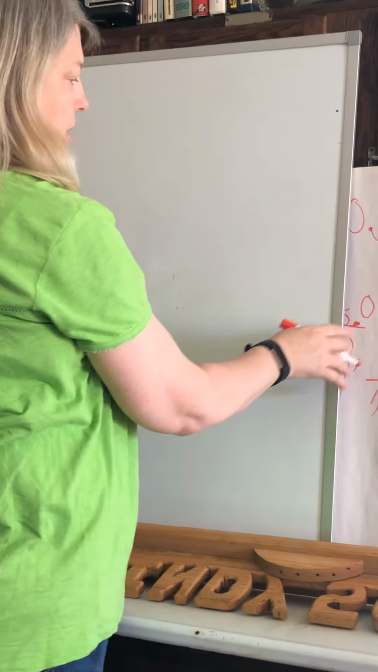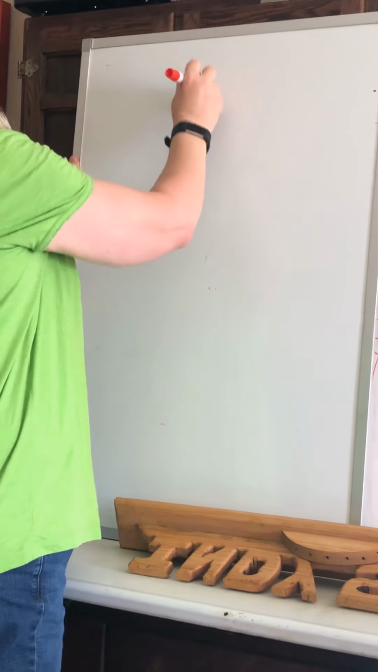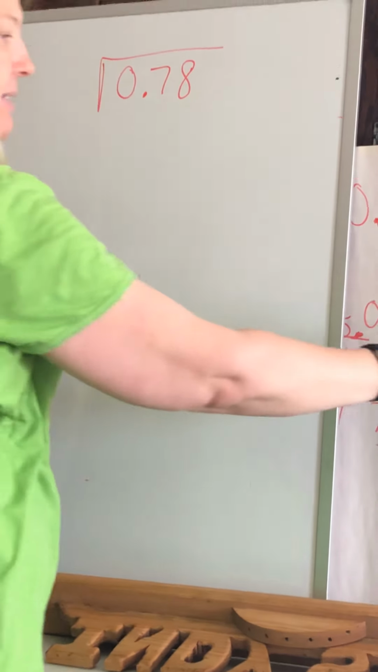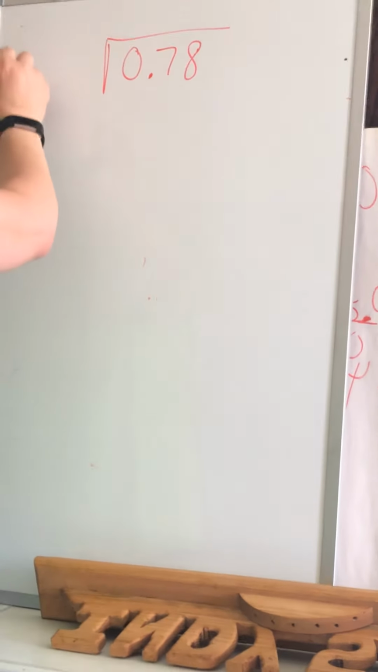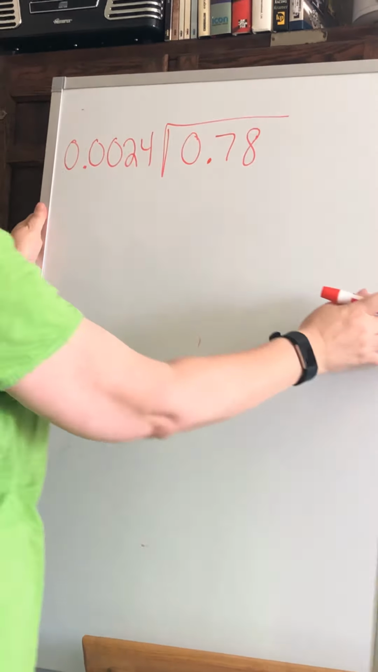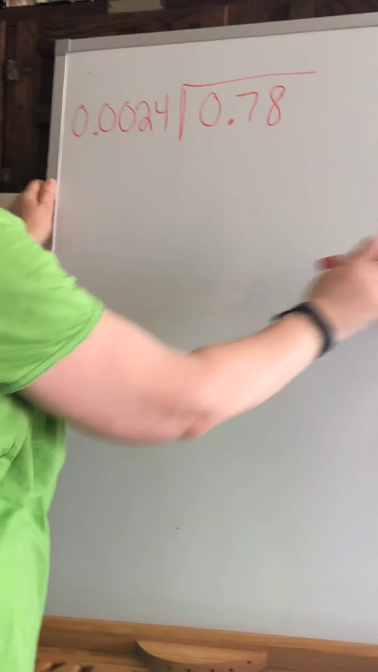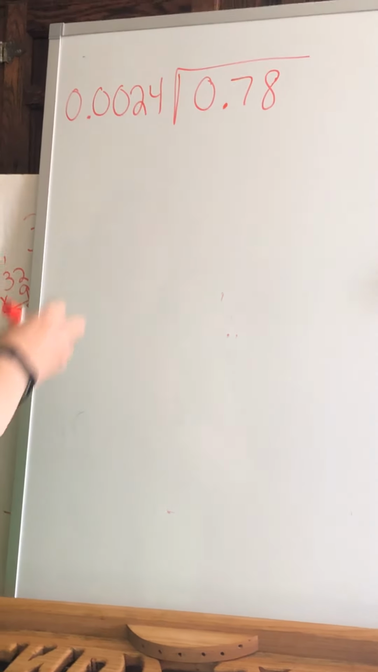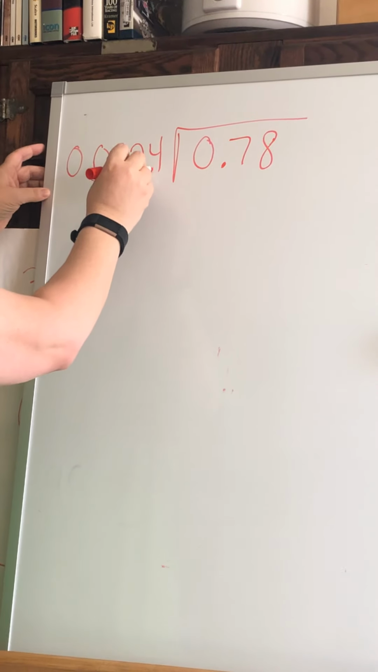Okay, so 0.78 goes into the box. And it's divided by 0.0024. Okay, how many times am I going to move this decimal over to here? Well, 1, 2, 3, and 4.